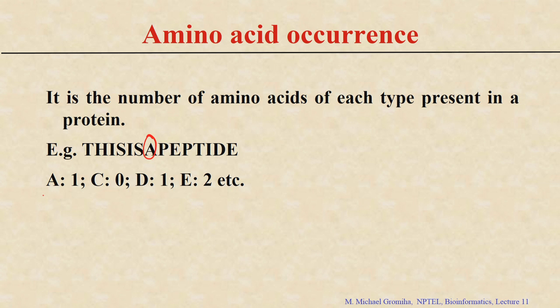So, how many times is A present in this peptide? There is only once, A is present once. How many times E? Twice, right. So, one here and one here, 2 E's. If we are given any sequence, you can get this number, and then see whether this number resembles anything. We will discuss that.